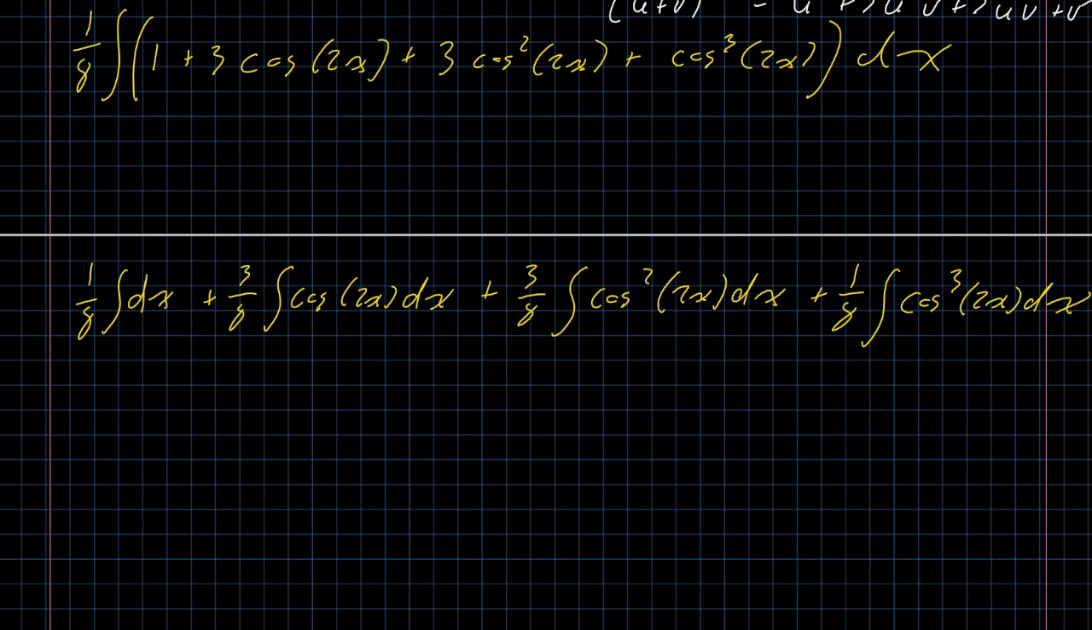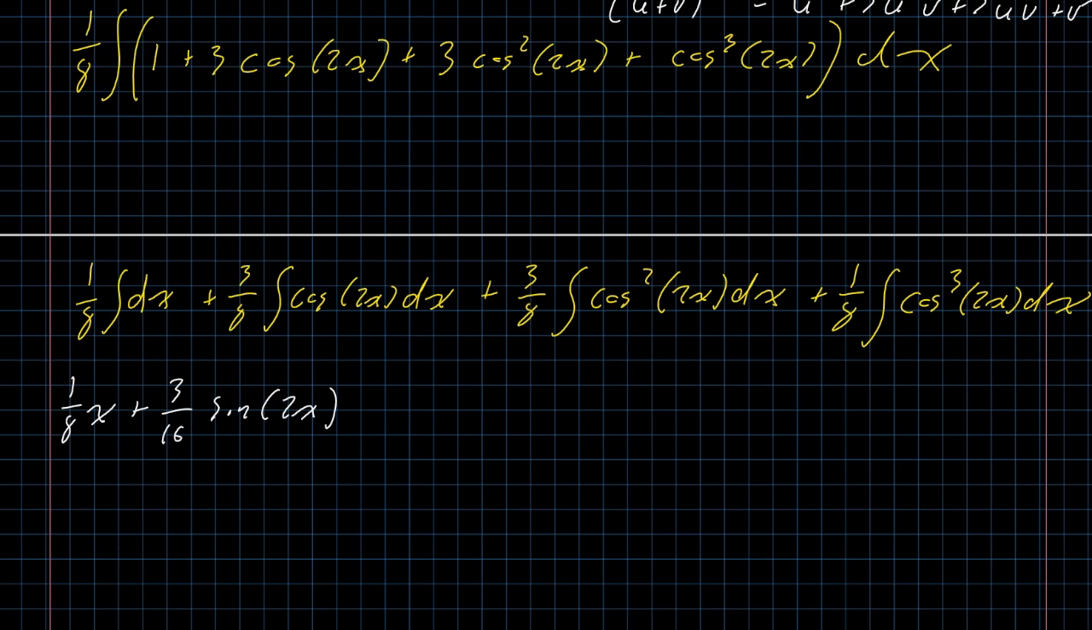All right, integral dx is just x. Integral of cosine of 2x. That factor of 2 makes things annoying. You're going to end up with 1/2 times sine of 2x. And then that 1/2 times 3/8 is going to be 3/16 times the sine of 2x.